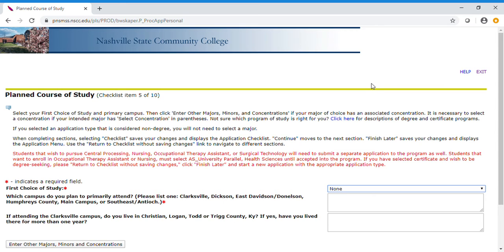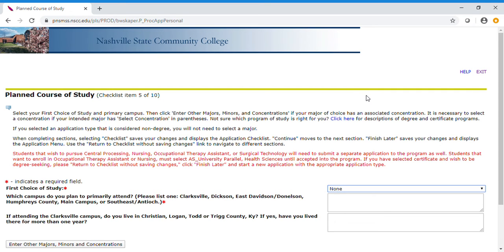So you notice 1, 2, 3, 4, 5, and then a bunch of AASs, some ASTs, and some of these, right? So the most important thing you need to learn is that these TN transfer paths, right here, they're verified by the state of Tennessee, so that if you take a Tennessee transfer path major and then you transfer to a university in Tennessee, they are required to accept all of your credits.